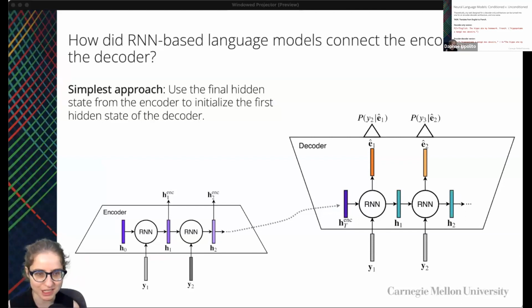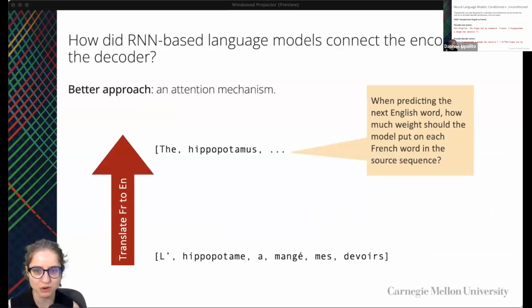But it's not actually a great approach, because this means that you could have a really, really long input sequence, but all of that information in the input sequence is just being encoded in this single vector. And this single vector might be like 512 or 300 dimensional, which is not a lot of space to encode a really long sequence. And so a better approach is to use something called attention. And the attention mechanism is what forms the transformer we'll talk about in a little bit.